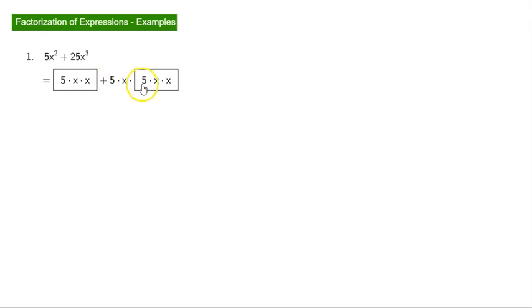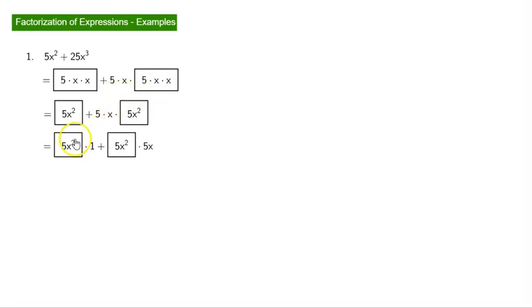So 5xx and 5xx. This becomes 5x square. This becomes 5x times 5x square. 5x square can be written as 5x square times 1 plus 5x square times 5x. Now 5x square is common to both, so we factor it out. 5x square times 1 plus 5x. So that is our factorization of 5x square plus 25x cube.